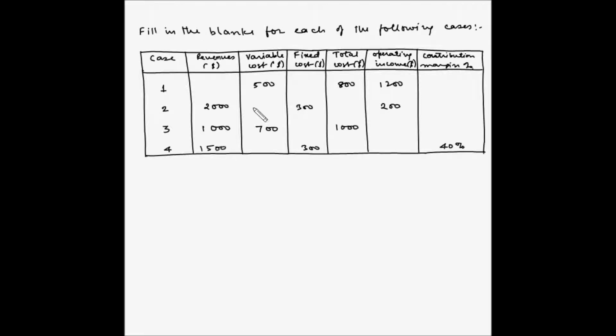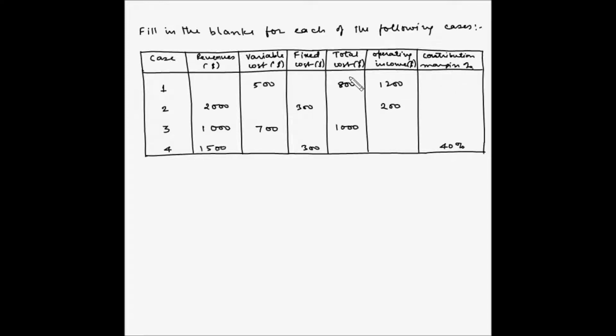Let us look at an example of cost volume profit analysis. So we have been given some information of 4 independent cases, and we have to fill in the blanks for each of these cases. So the data that we are analyzing has revenues, variable cost, fixed cost, total cost, operating income, and contribution margin percent.